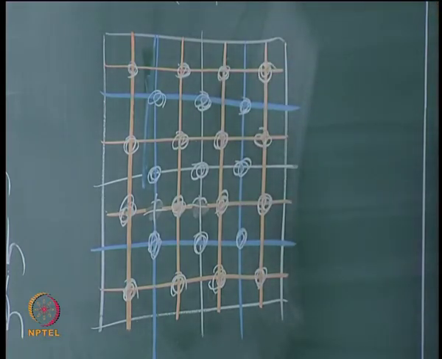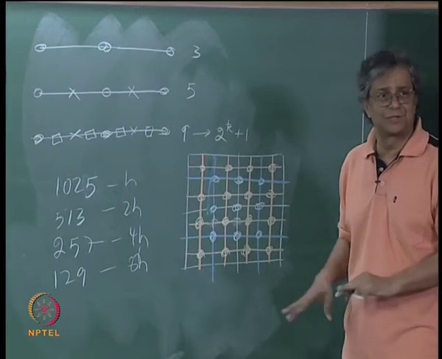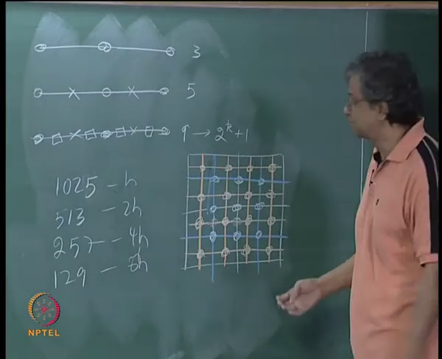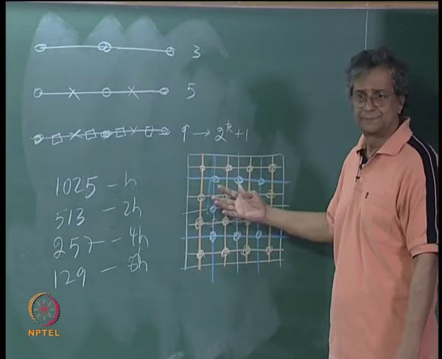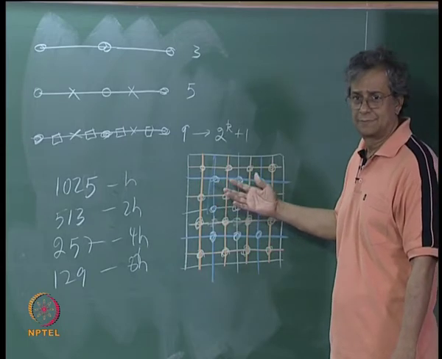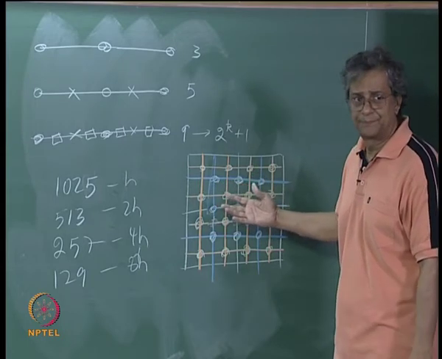Am I making sense? Right, it's like the black and white squares of a chessboard. Is that okay? So once you go to 2 dimensions, 3 dimensions, there are obviously different ways. This is called coarsening. There are different ways of coarsening. Is that fine?